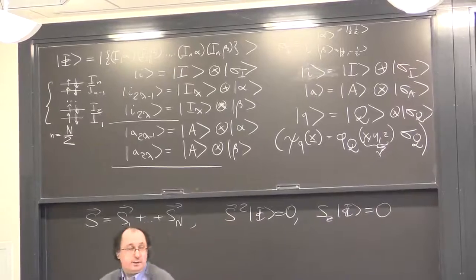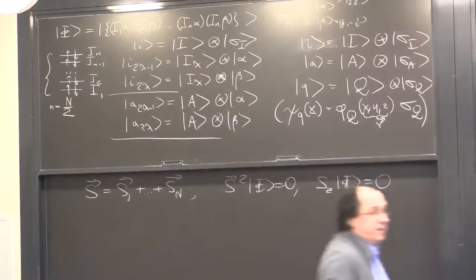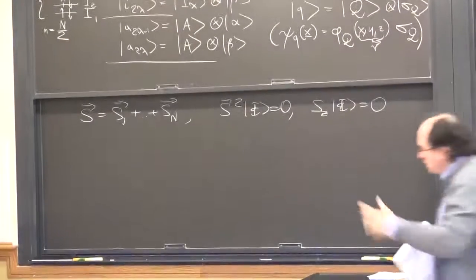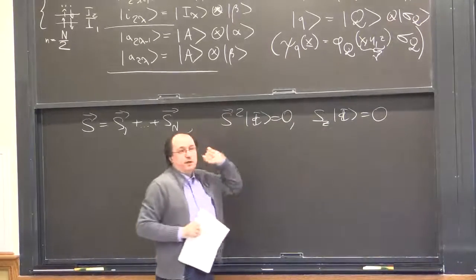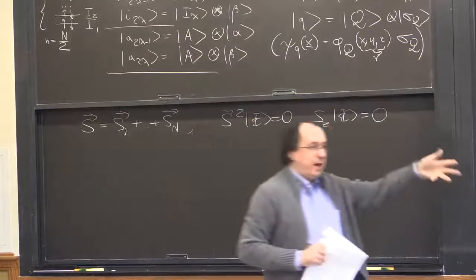For the SZ, that's trivial. You have the same number of alpha spins as the number of beta spins, so they cancel out. You end up with a 0. For S squared, it's a little bit more work, but you can always relate S squared to spin raising and spin lowering operators, S plus and S minus.